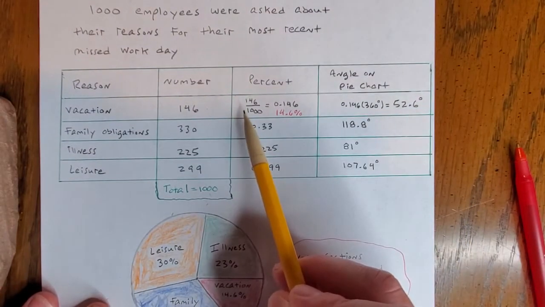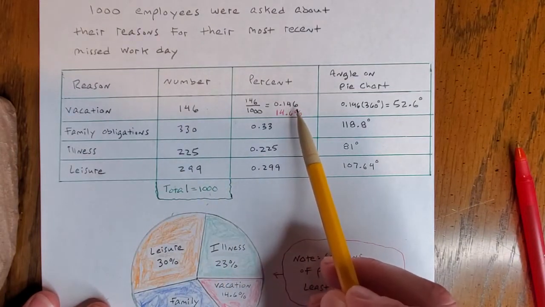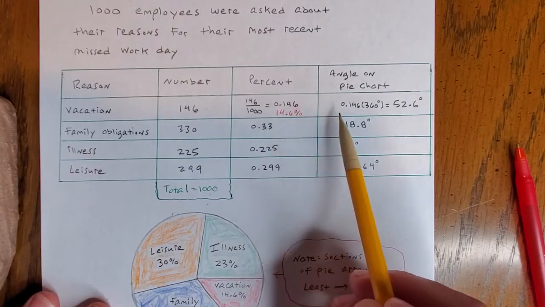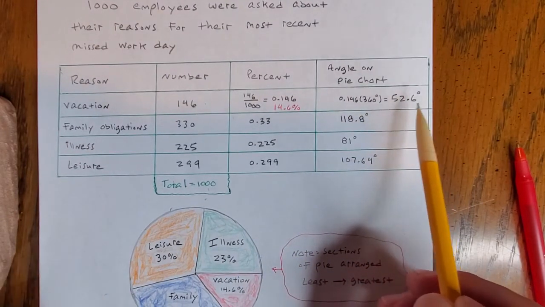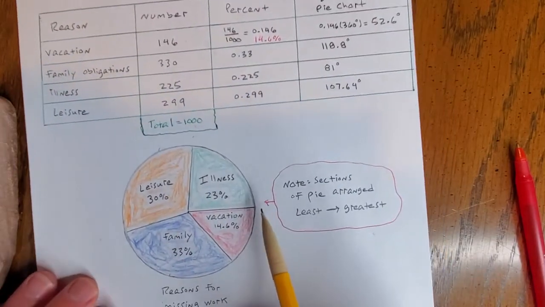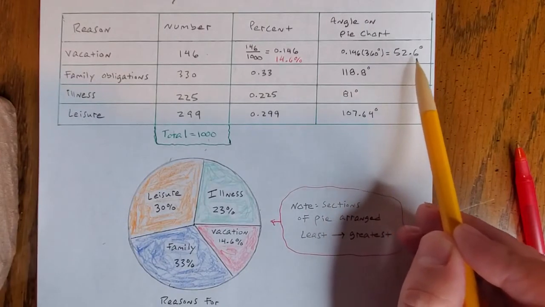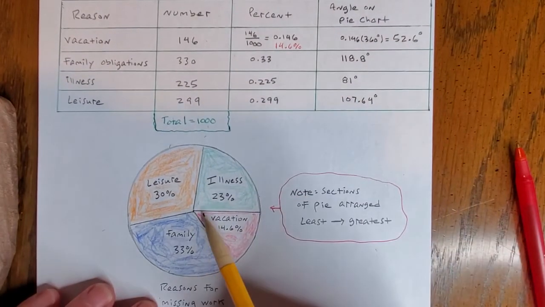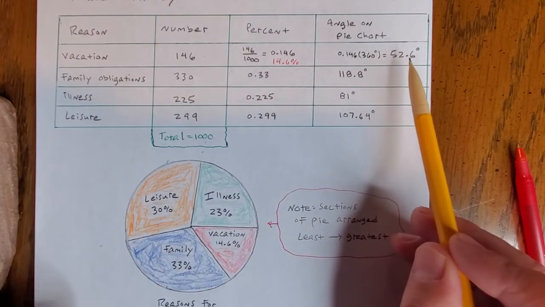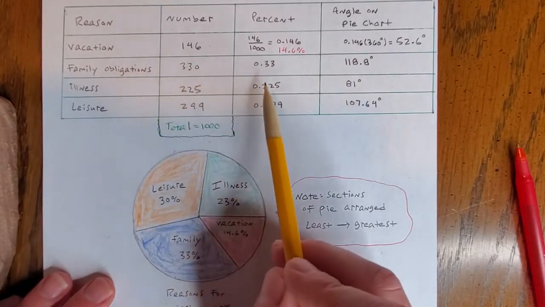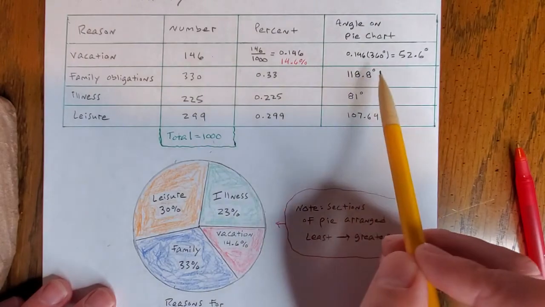So you figure the percentage, which is the number divided by the total. You'll get a decimal, in this case 0.146. Take that, multiply by 360 degrees, and that's the angle on the chart. So the vacation section must be about 53 degrees. I can't draw a 52.6 degree angle on paper, but 53 is close enough. Same thing with the others. We figured the percents and the angles exactly like the first one.